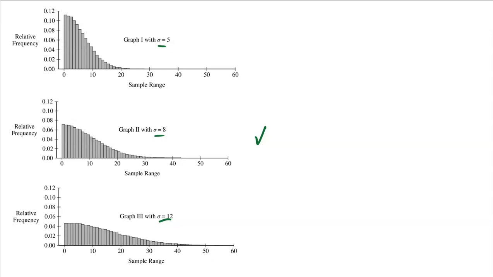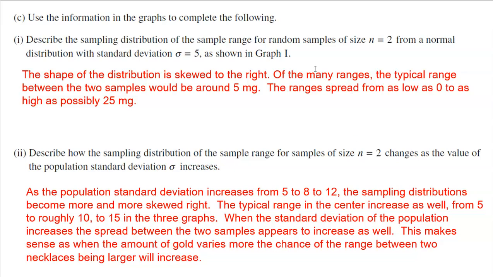All right, so now let's continue on to what the next question says. Use the information in the 3 graphs to complete the following. First, describe the sampling distribution of the sample ranges for random samples of size 2 from a normal distribution with a standard deviation of 5, as shown in graph 1. Basically, they're just saying, describe what you see in graph 1.